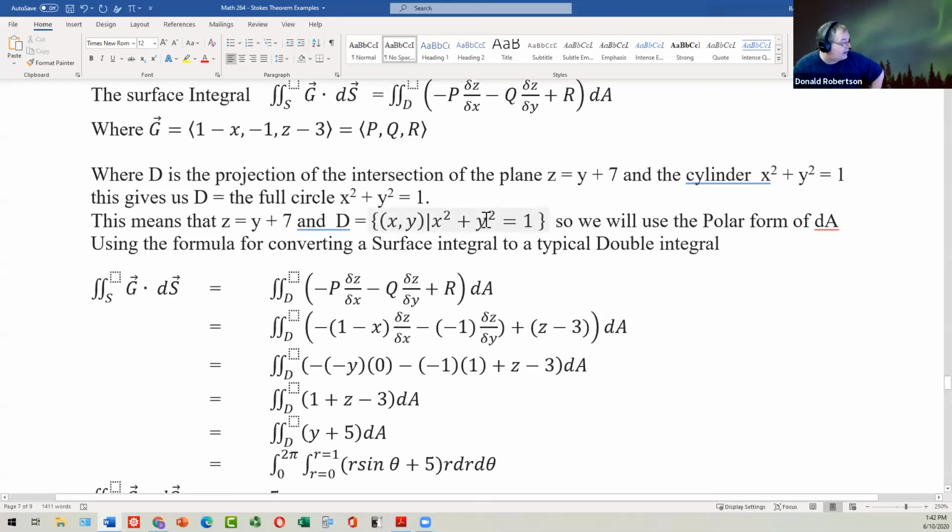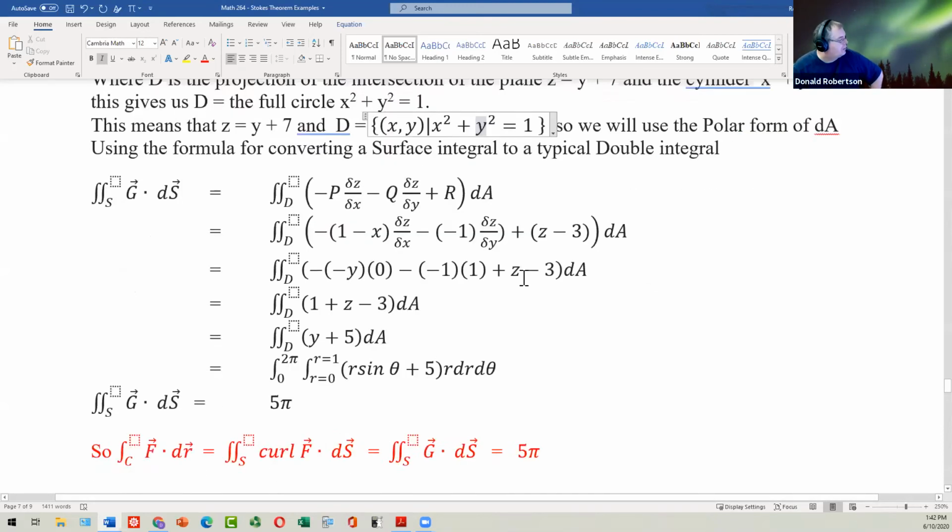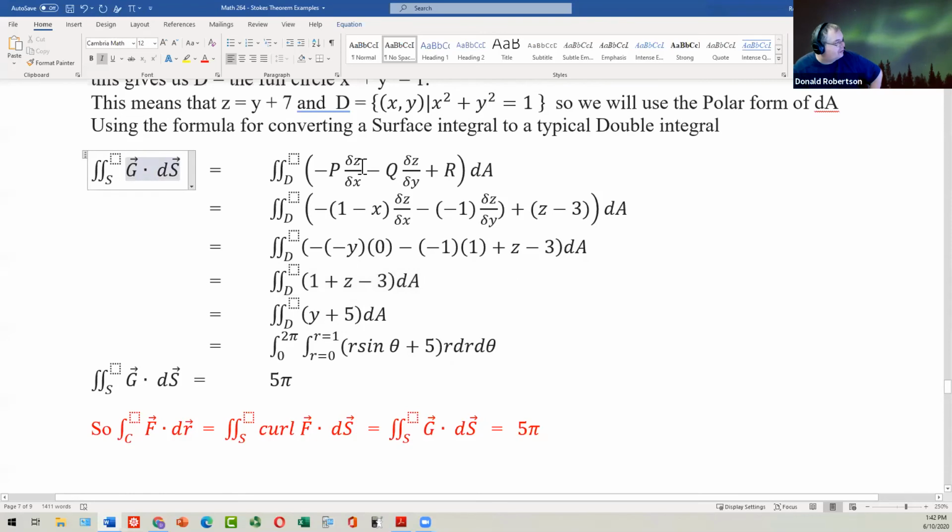So I see this guy, and I hope you see this guy and you think, polar. x squared plus y squared, polar. Much easier to do than x's and y's. So this is another polar one. So this surface integral gets converted with its typical formula.